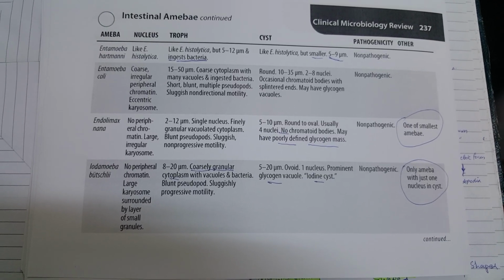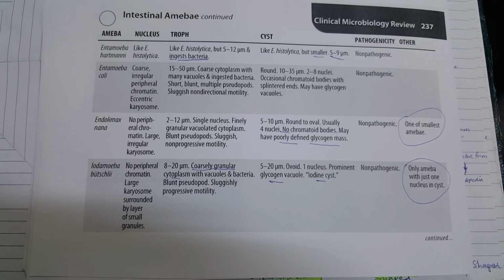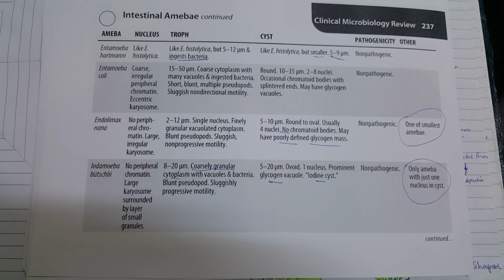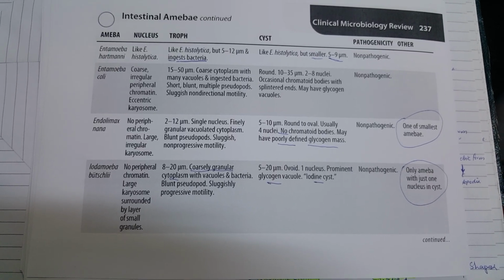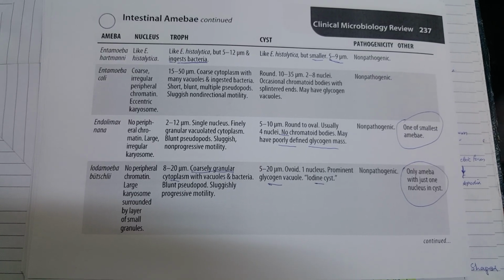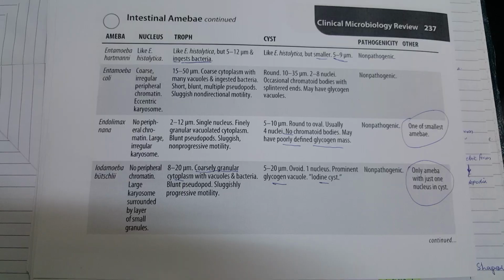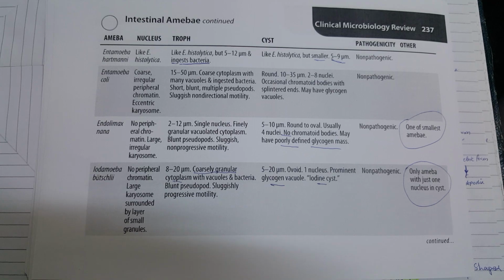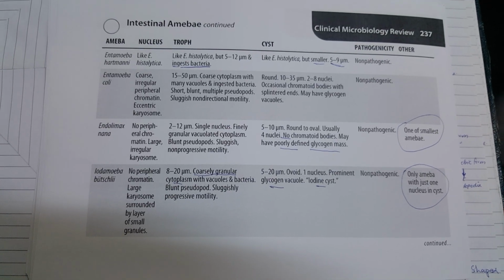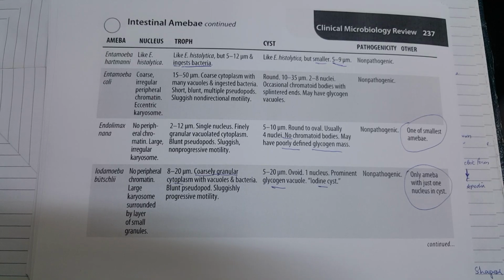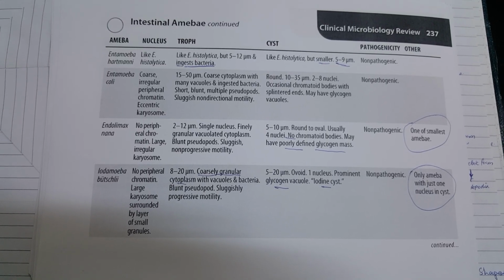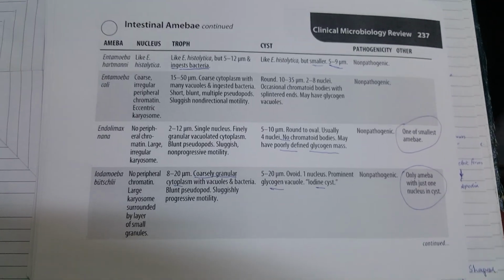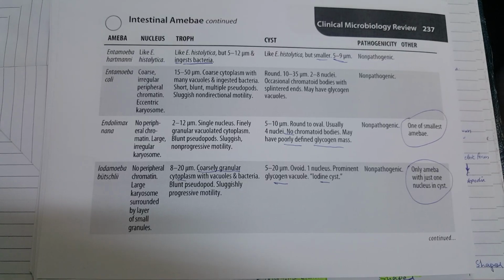Entamoeba hartmanni is non-pathogenic. Entamoeba coli has irregular peripheral chromatin and an eccentric karyosome, and is 15 to 20 micrometers, with cytoplasm containing many vacuoles and ingested bacteria, short blunt multiple pseudopods, and sluggish non-directional motility. Its cyst is around 10 to 15 micrometers, the nuclei occasionally have chromatid bodies that may be splintered, and it may have a glycogen vacuole. It is also non-pathogenic.